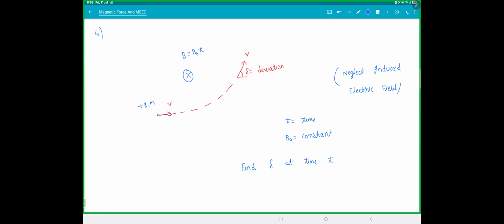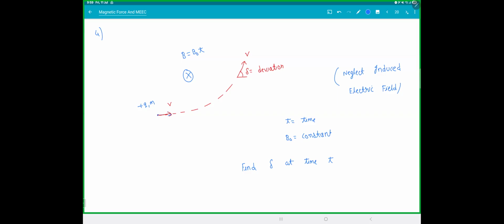B is increasing with time. Conservation of angular momentum and energy. I know. I told you if it doesn't have any path or something you can use. But tell me one thing. What is work done by magnetic force? Zero. So there is nothing called energy.